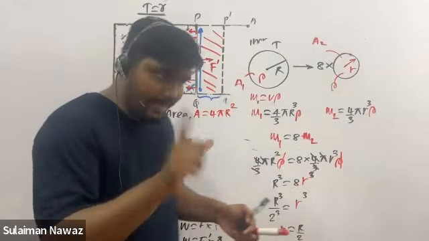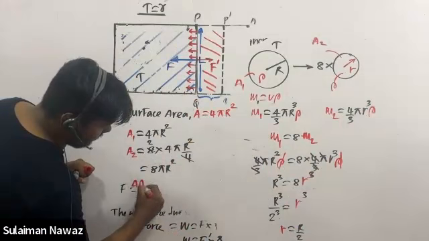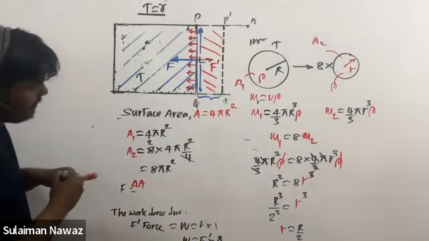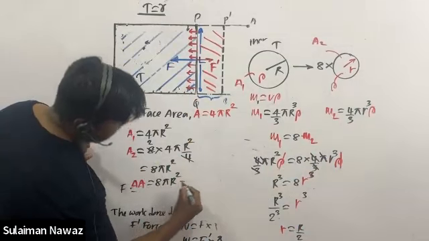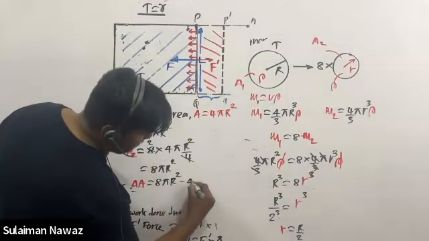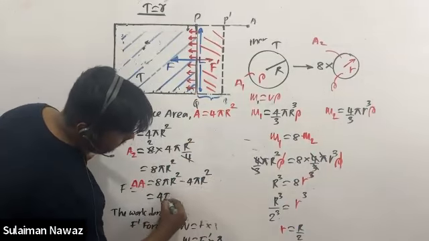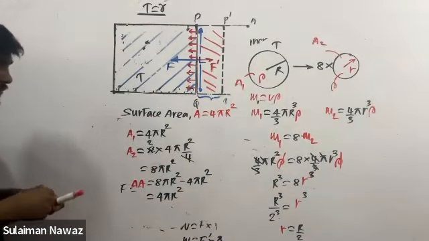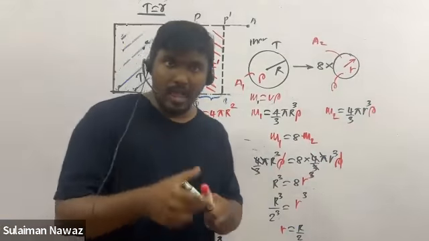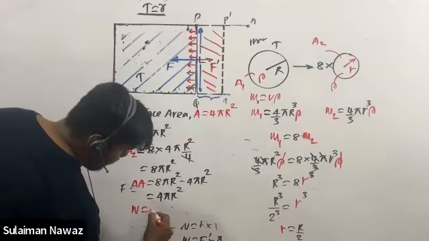So what is the increased surface area? Increased surface area will be 8 pi R squared minus 4 pi R squared. Therefore, increased surface area will be just 4 pi R squared. Now we need to find the work done. Work done means gamma into capital A.